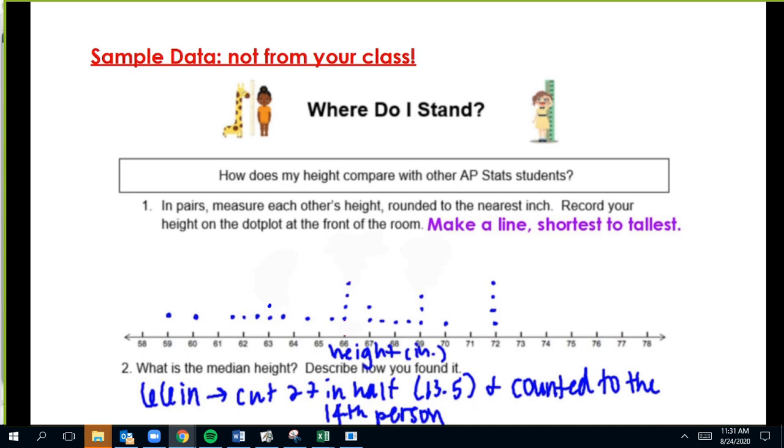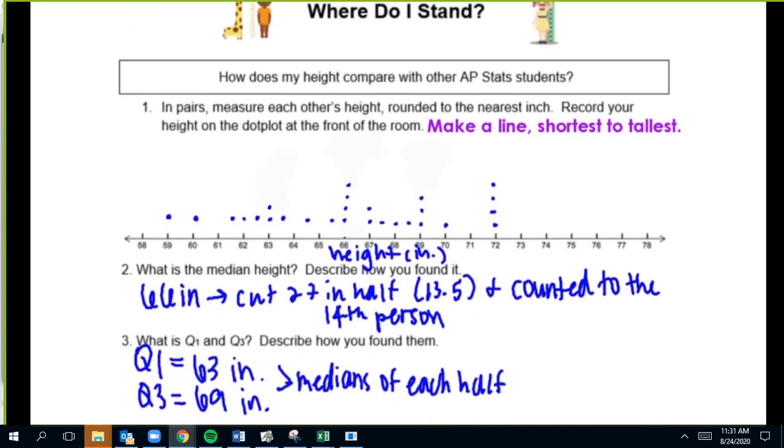Quick note, this is sample data from another class, not yours. So the actual numbers themselves will not be the same, but the overall process will be the same. So anything I write in red will still apply to your specific class. Okay, so here's our class data from a different class.